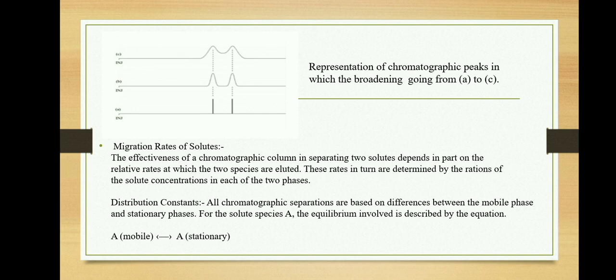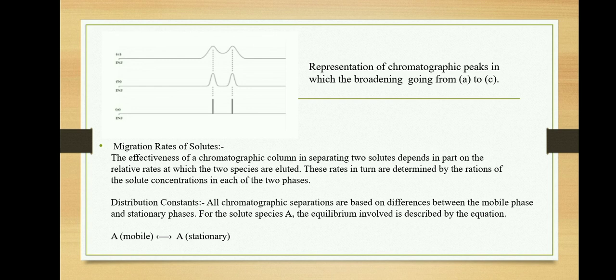Another factor responsible is the migration rate of the solute. The mixture components pass through a column and travel through it at different rates depending on their affinity for the mobile phase and the stationary phase. If a component has less affinity for the stationary phase, it will come out first. For example, if the mobile phase is hydrophilic and the stationary phase is hydrophobic, the hydrophilic component will elute first, will not form any bond with the stationary phase, and will pass out easily.